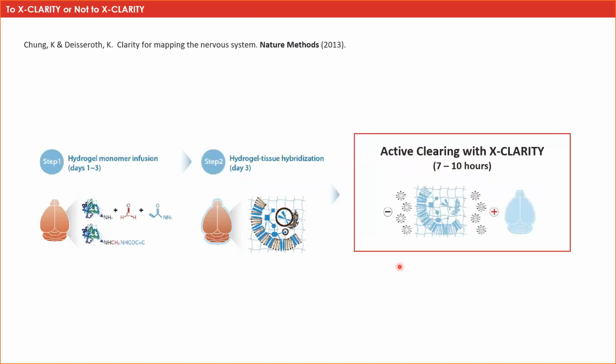So, for example, to tell you the difference between active and passive Clarity, in the passive Clarity method, a whole adult mouse brain may be cleared in weeks to months. While with the X-Clarity system, which is primarily an active clearing system, a whole mouse brain can be cleared in as little as 7 hours.